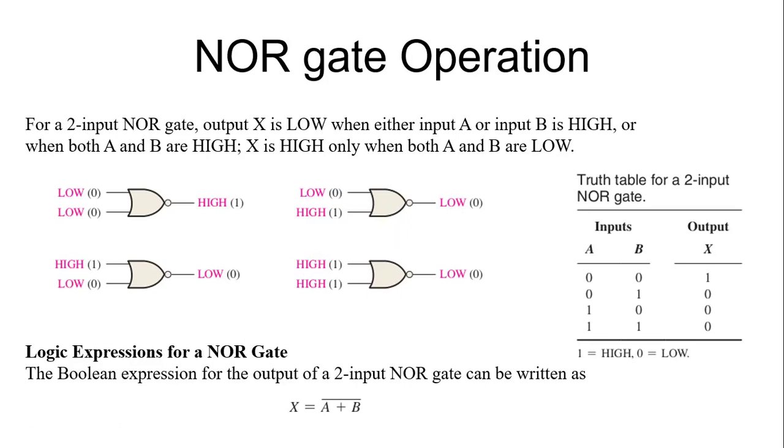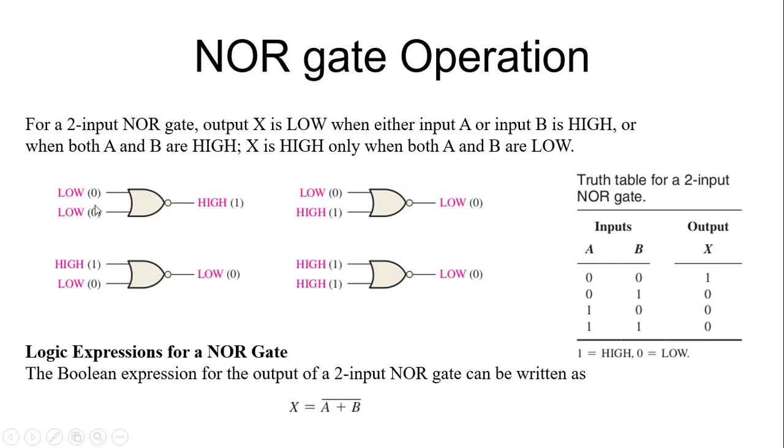For a two input NOR gate, the operation can be stated as: output X is low when either input A or input B is high, or when both A and B are high. X is high only when both A and B are low. So again, we have four cases because we have two inputs. This is a two input NOR gate.